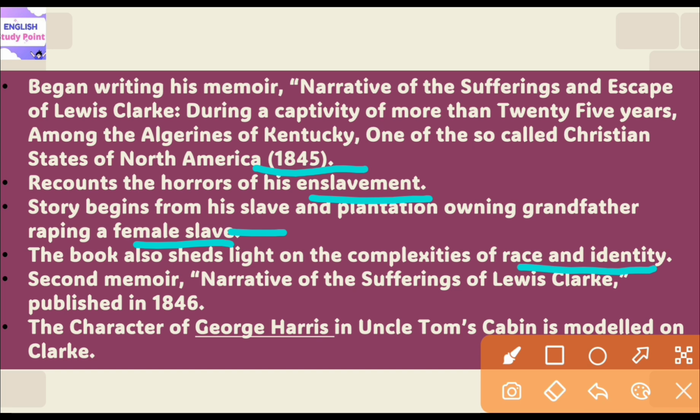His second memoir, titled Narrative of the Sufferings of Lewis Clark, was published in the year 1846. The book delves deeper into Clark's experiences as a free man and provides insights into the various challenges he faced. It also addresses issues such as racial prejudice and social inequality which existed during the mid 19th century. So these two memoirs provide essential first-hand accounts of the brutal reality of slavery and serve as a powerful testament to the resilience and strength of those who endured it.